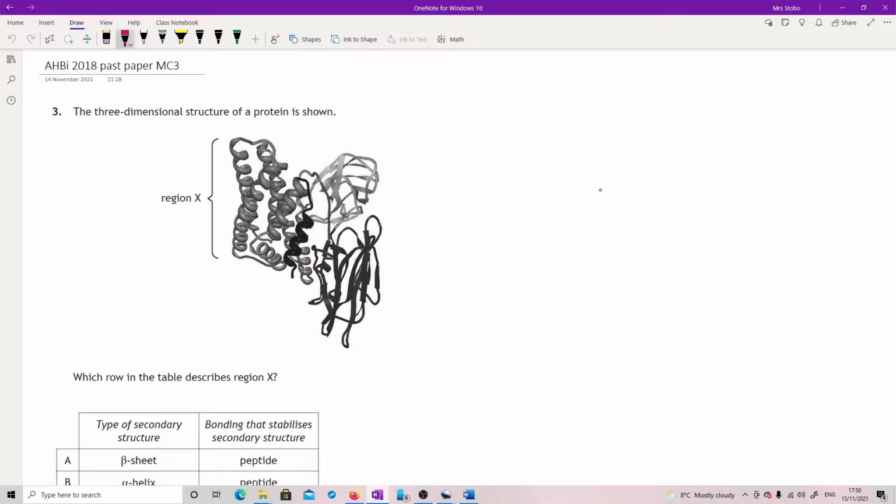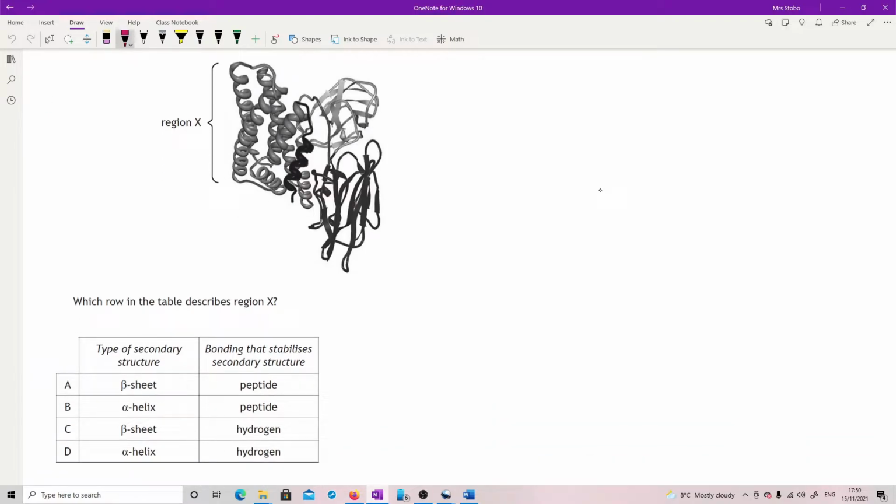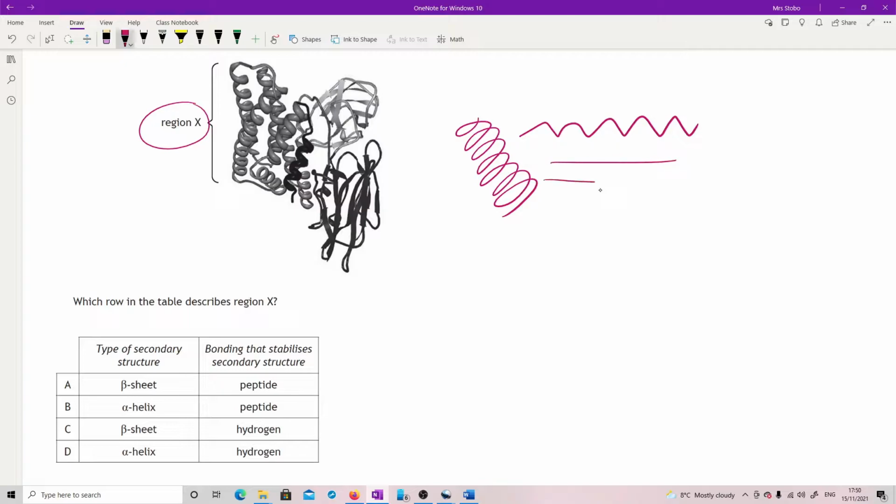The three-dimensional structure of a protein is shown. Which row in the table best describes region X? So we have region X here. Well, there are two forms of secondary structure. You have an alpha helix, which is a twirly thing, and you have beta pleated sheet, which is an uppy downy thing, which we show as a kind of flat head arrow.